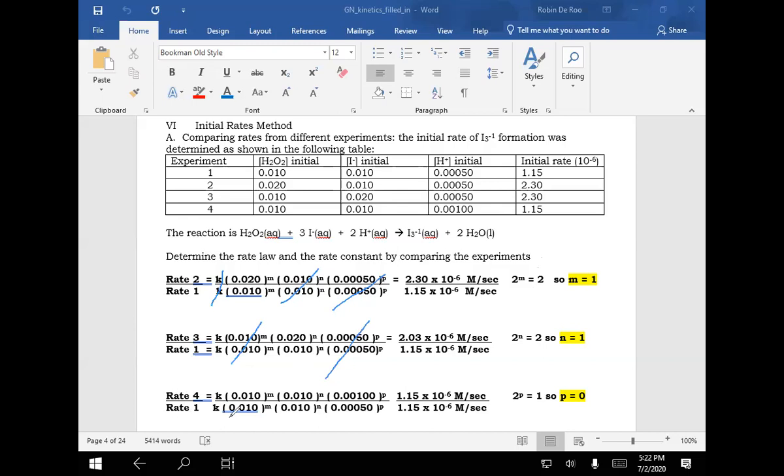And in this case, my peroxides canceled out, my iodides canceled out, and I ended up calculating my hydrogen ion. So I end up getting 2 to the p equals 1. So p has to be 0. That means it's 0 order in regards to the hydrogen ion.